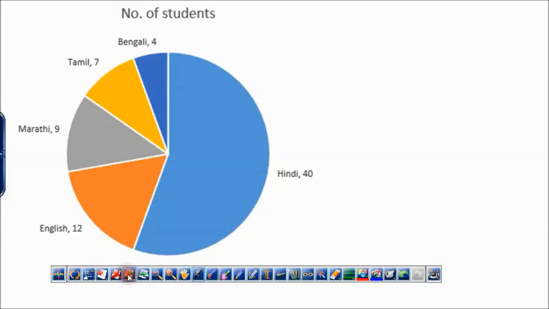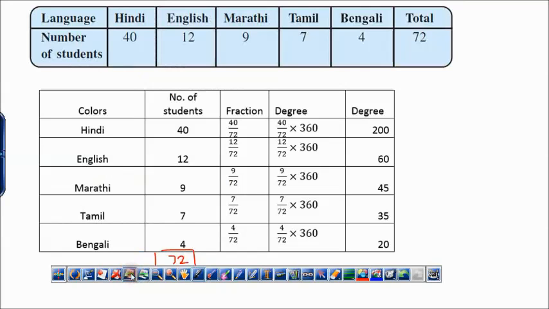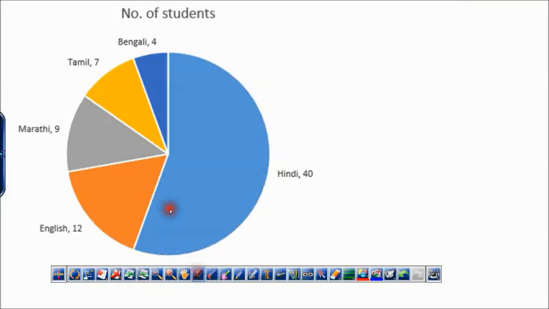260, 45, 35, 20. The angle should be written in the center. The language and number of students outside.